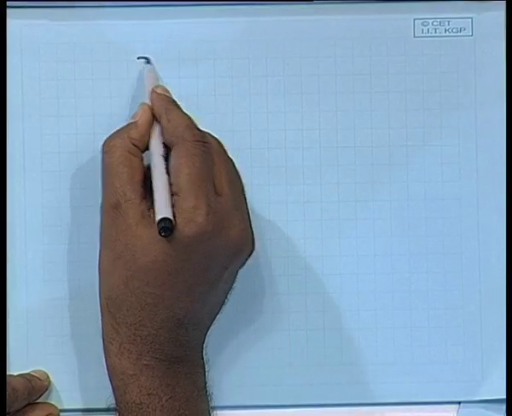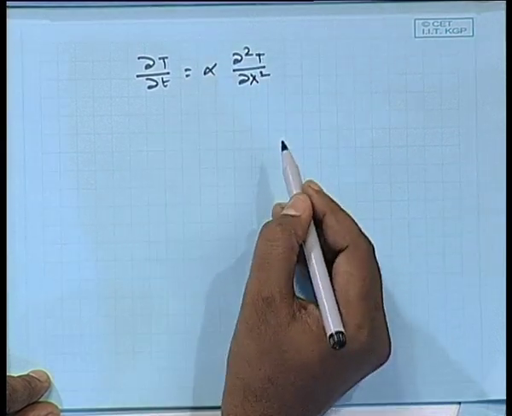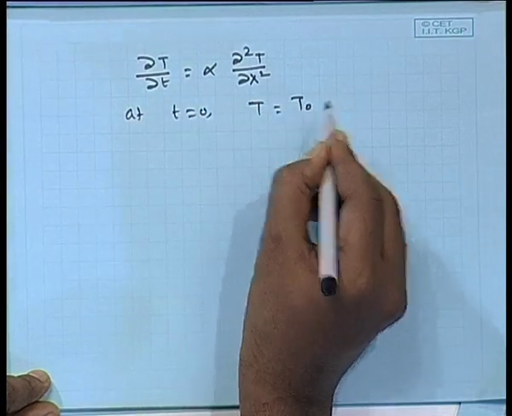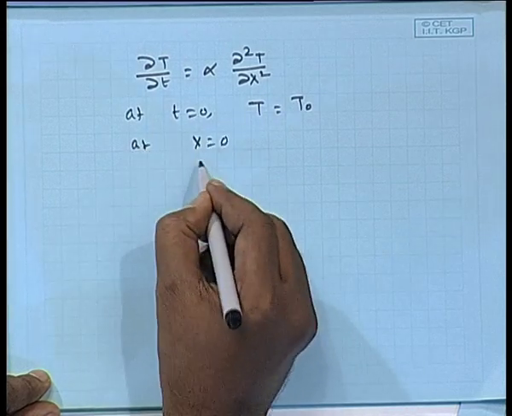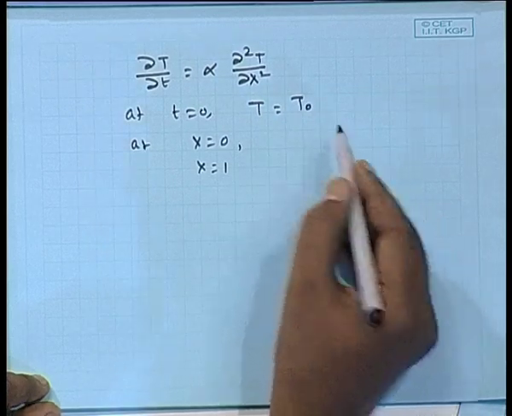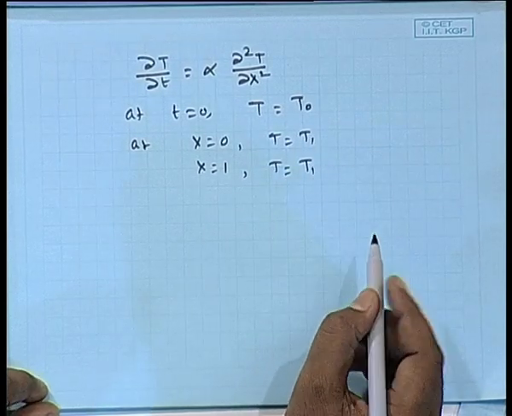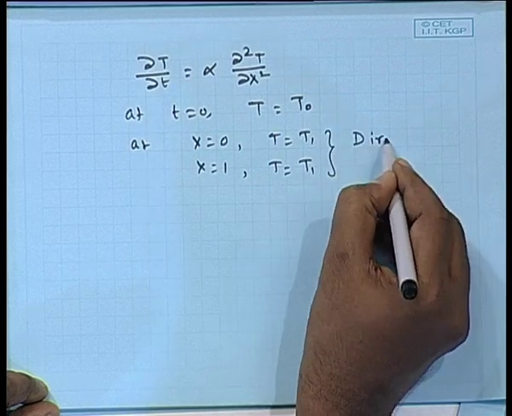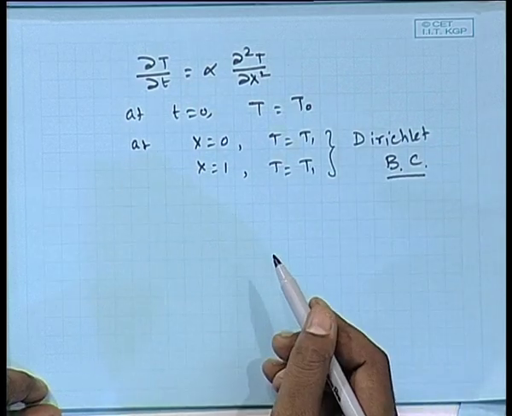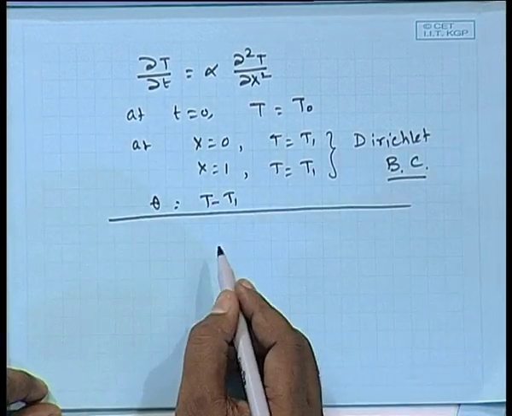Let us take the first one: del T del t is equal to alpha del square T del x square. At t equal to 0, T is equal to T0, and at x equal to 0 and at x equal to 1, let us say you are maintaining the same temperature, T is equal to T1, in both cases. So, these are basically the Dirichlet boundary conditions that we have discussed previously. Now, we define a variable theta as T minus T1. So, this becomes a very well posed problem.